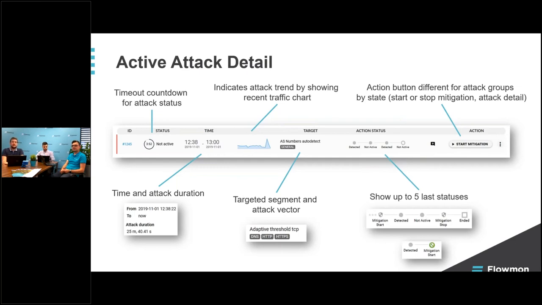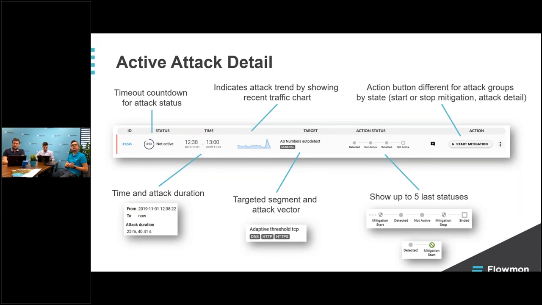So let's focus on the detail of the attack. As you can see, there is some information about the status with the countdown of the time mode, which is configured by user. A simple line shows you the trend of the network traffic during the attack, so you can see if the traffic volumes are increasing, decreasing, or stagnating. You can also see the target of the attack together with the attack vectors, so if it is general flood, UDP flood, or a different kind of attack. The action status was changed compared to the previous versions, as we are now showing just the last few statuses, so as not to overwhelm the user with information.